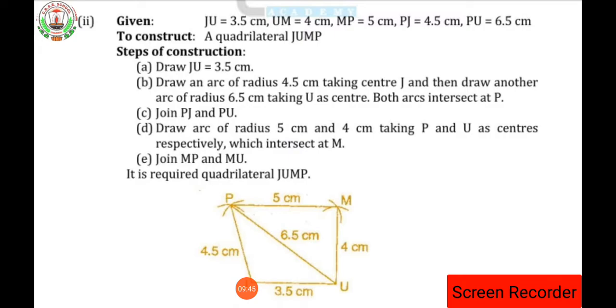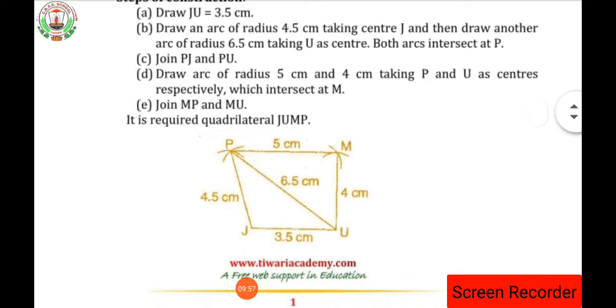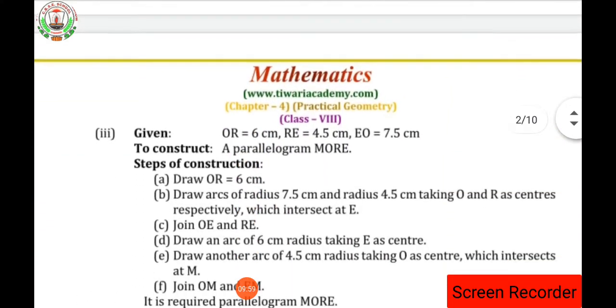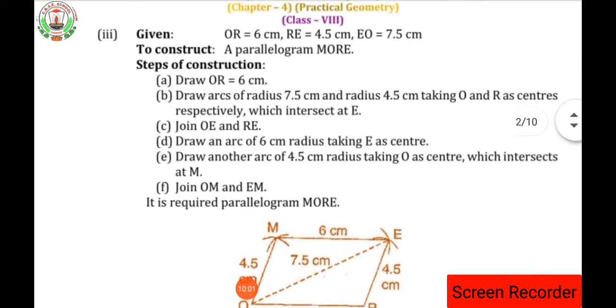Clear everyone? So it is the required quadrilateral JUPM. So dear student, try to draw the quadrilateral in your copy. Along with that, it is very compulsory to write the steps of construction for each and every question. Now, next question we are having.